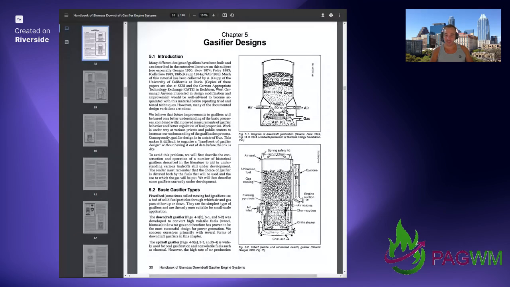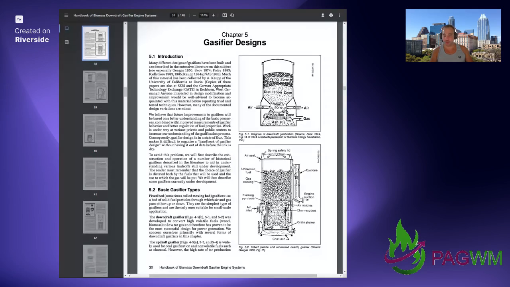All right, so basic gasifier types. Fixed bed, sometimes called moving bed gasifiers, use a bed of solid fuel particles through which air and gas either pass up or down. They are the simplest type of gasifiers and the only ones suitable for small-scale application. That's very interesting to know.